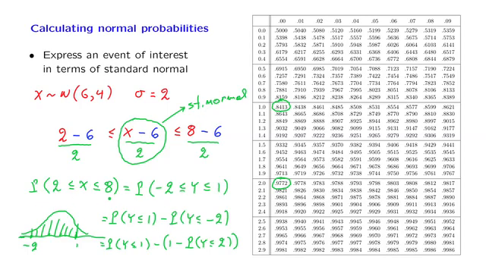This gives us the desired probability. Again, the key step is to take the event of interest and, by subtracting the mean and dividing by the standard deviation, express that same event in an equivalent form, but which now involves a standard normal random variable. And then finally use the standard normal tables.